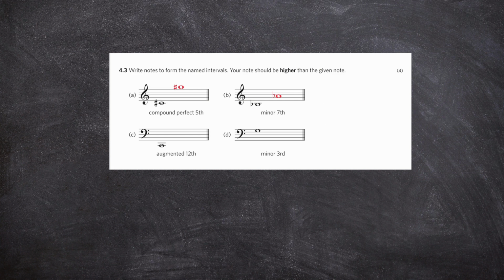Question C. Write an augmented 12th above C. First, let's count the 12th note from C. It is a G. To make the interval augmented, just put a sharp here, so the answer is G sharp. Question D. Create a minor third from G. The note that is a third above G is B. To make it a minor third, just flatten the B, so the answer is B flat.